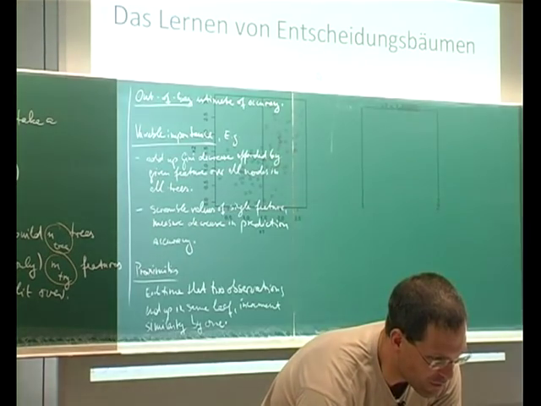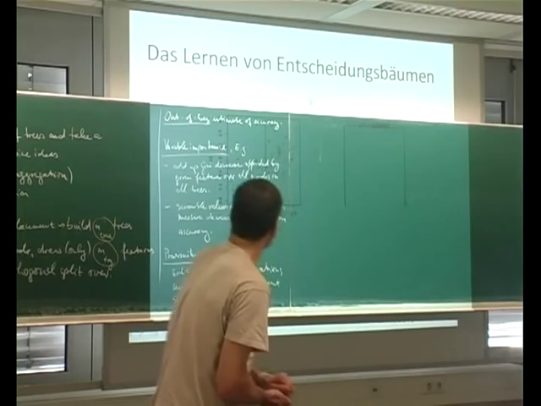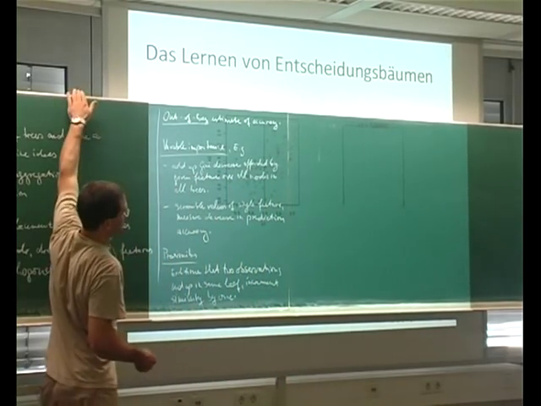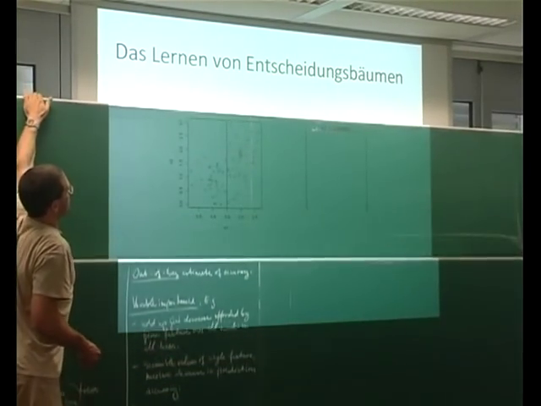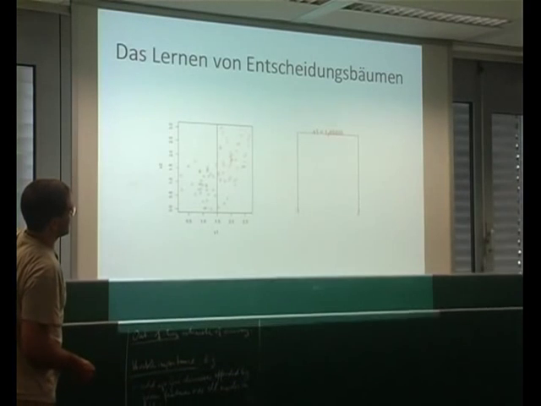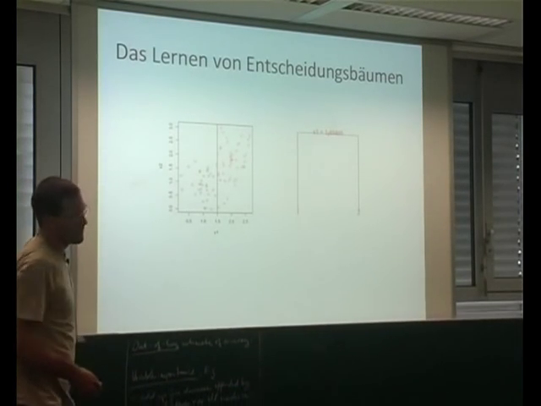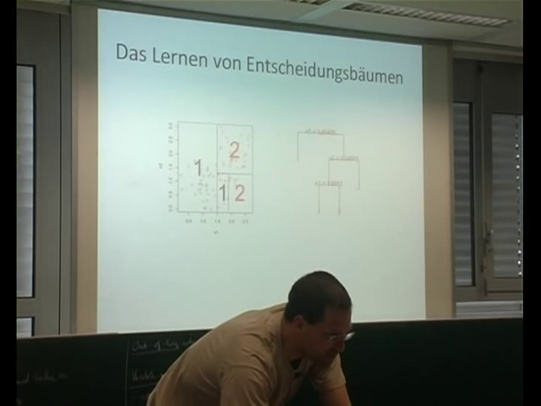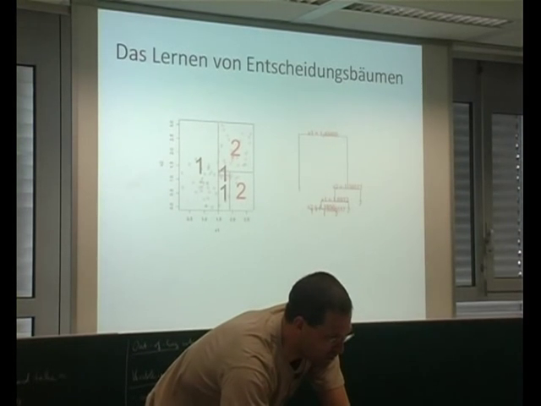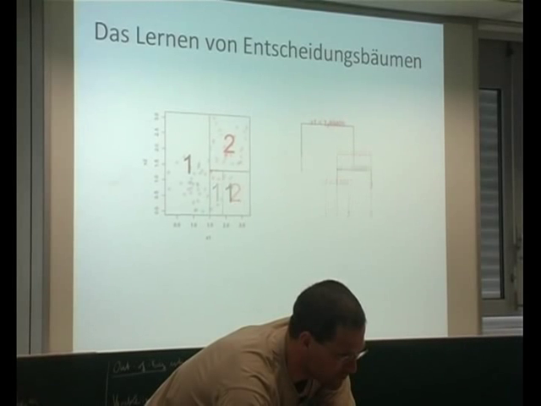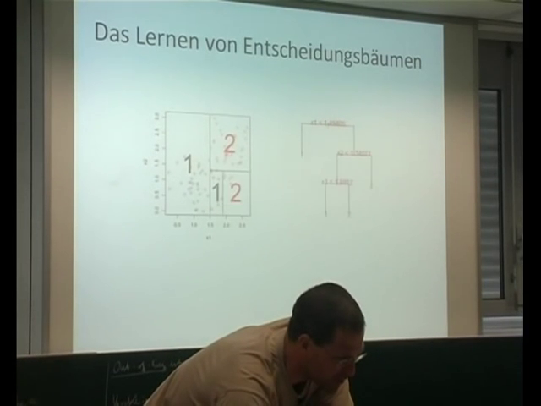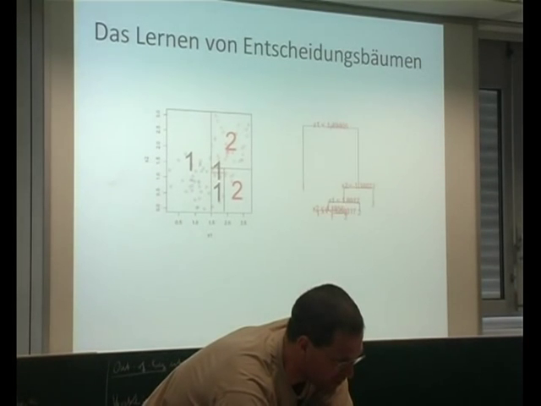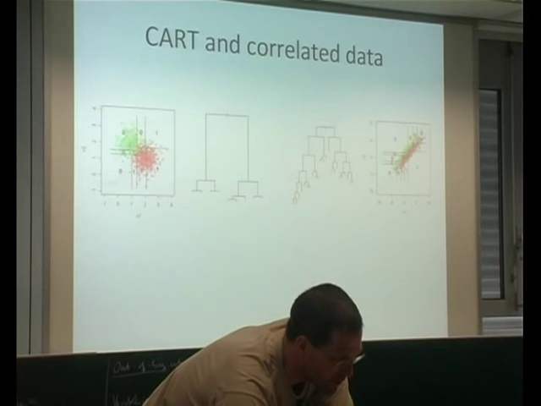So I want to show a few of these things in pictures. These slides are courtesy of Björn Mense, and this is first how you construct a single decision tree. You iteratively split feature space until the two classes are well separated.